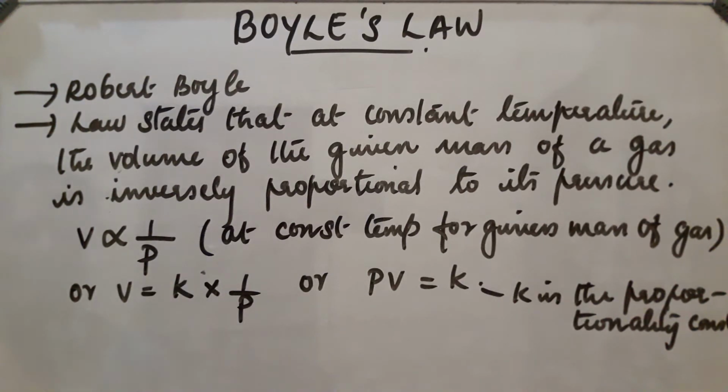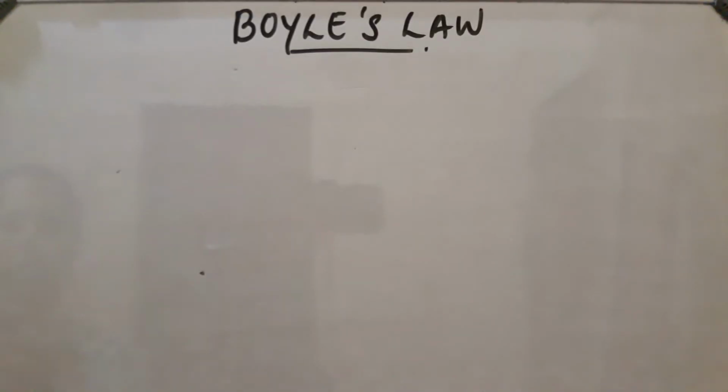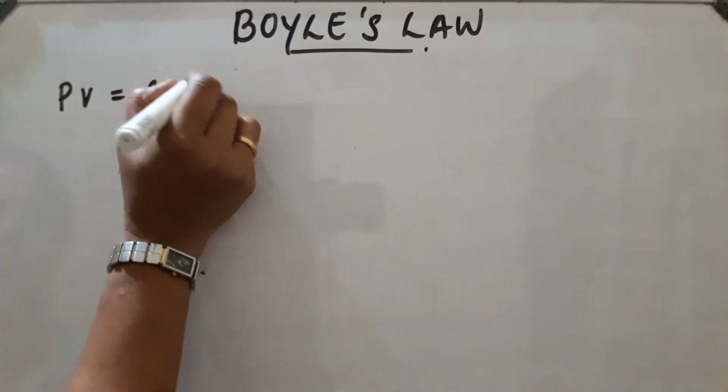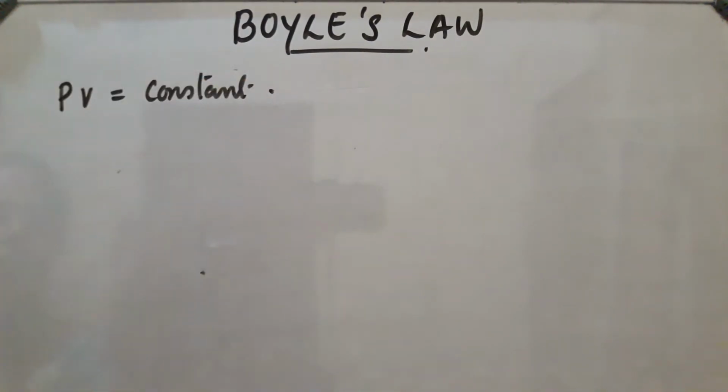So, at constant temperature for a given mass of the gas, V is inversely proportional to the pressure, or we can write V is equal to K into 1 by P, where K is the proportionality constant. According to Boyle's law, we know PV is equal to a constant, or we can denote the constant as K.